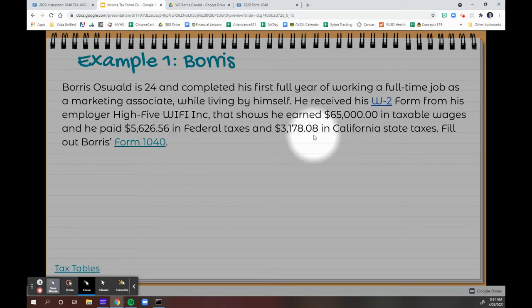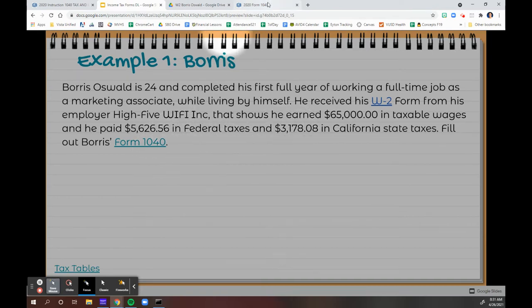So on our information, it also gives us the information we need. So we don't really need that W-2, but his income, taxable wages is $65,000. He paid $5,626.56 in federal taxes and $3,178.08 in Californian state taxes. Again, since this only has us completing the Form 1040, we do not need this California state tax amount.